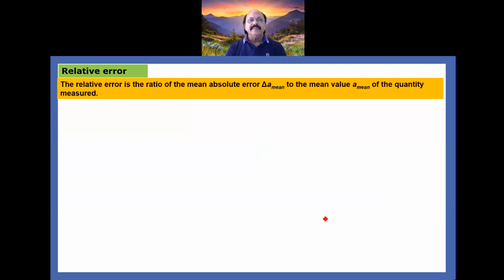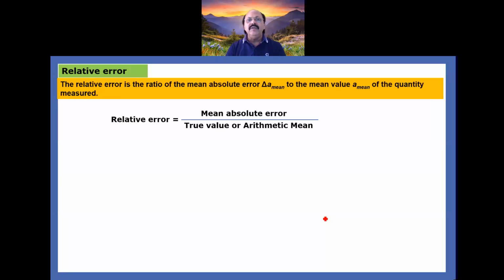Now the relative error. The relative error is the ratio of the mean absolute error, delta A mean, to the mean value, that is A mean, of the physical quantity measured, and here we have taken the physical quantity A. So the relative error becomes the mean absolute error divided by the true value or arithmetic mean. We can write it like this: relative error equals delta A mean, the mean absolute error, divided by A mean, the true value or arithmetic mean of the physical quantity A.